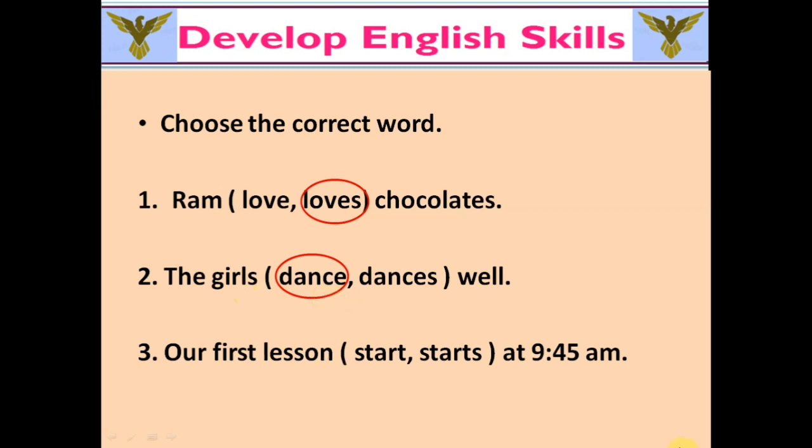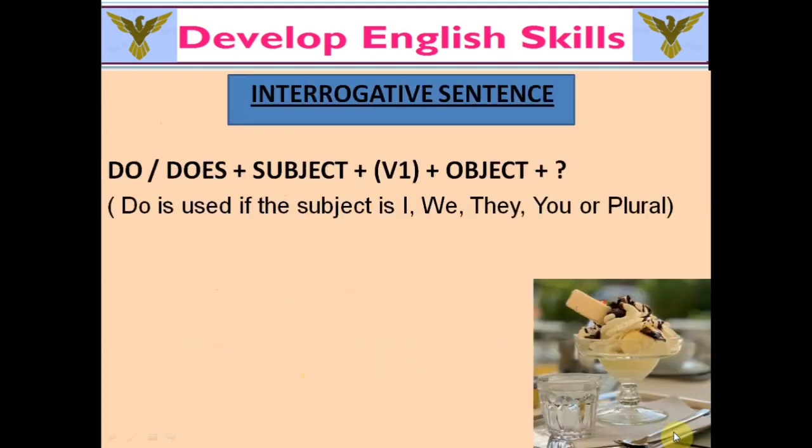Third one, our first lesson start or starts at 9:45 a.m.? Yes, starts because the subject is in singular form. Our first lesson, we are talking about one thing. Now we are going to learn how to make interrogative sentences. That means question sentences. So the rule is, first we write do or does, then subject, then first form of verb, and then object, and at the end use question mark.